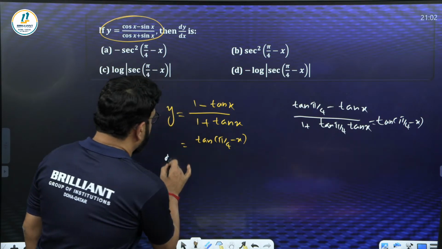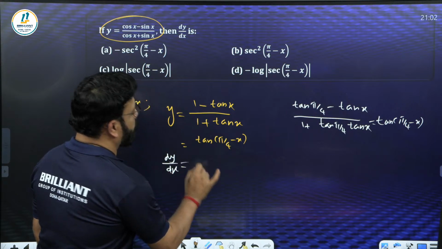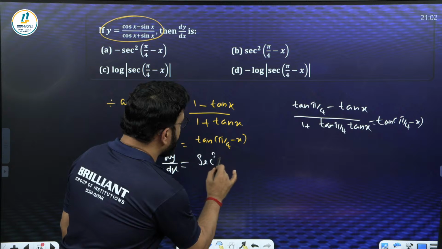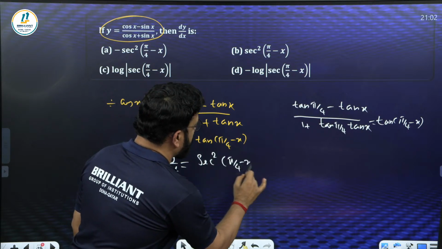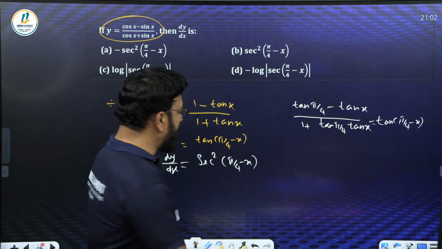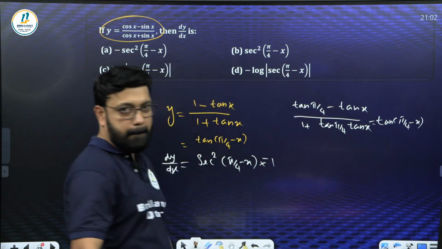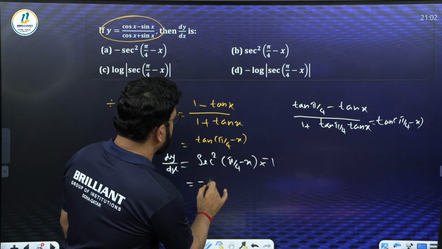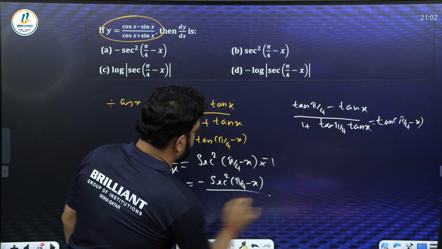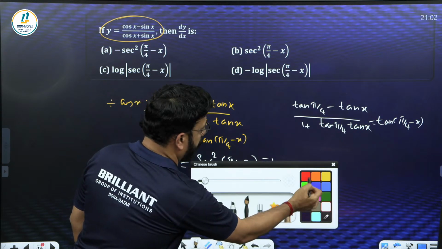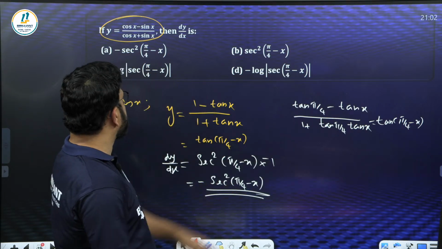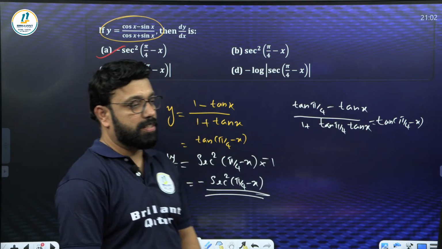What's the derivative? dy by dx equal to, tan derivative is what? Sec square. Sec square into pi by 4 minus x, but one chance of mistake. Negative x is there. Negative x derivative is what? Minus 1. So answer is what? Minus of sec square pi by 4 minus x is the answer. Negative of sec square pi by 4 minus x. Yes, it is there in the first option.